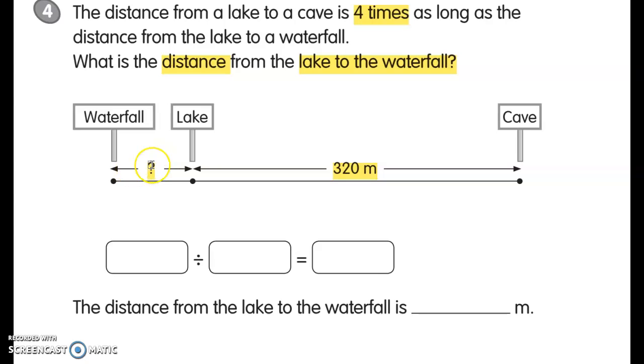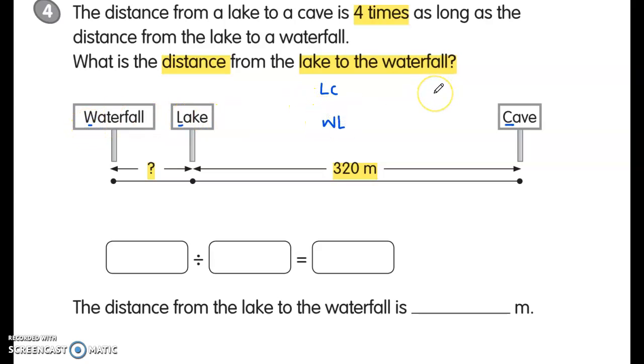So again, we can use a model to help us understand the question, right? So what kind of model do we draw? So from the previous question, you would have known that we are going to draw a comparison model. Okay, so we're going to use the first letter of the word to help us differentiate. Okay, so LC. The distance from the lake to the cave is 4 times, okay, as compared to WL.